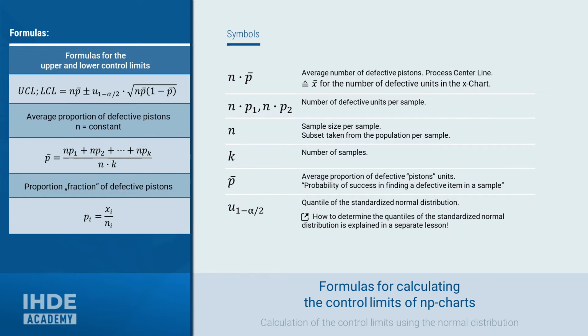As already mentioned, LCL and UCL are the lower and upper control limits for the number of defective units. U for 1 minus alpha half is the quantile of the standard normal distribution. Since this training is aimed at advanced users, it is assumed at this point that you have the appropriate knowledge of the standard normal distribution and what is meant by quantiles and how they are calculated. Separate lessons are also available for this.